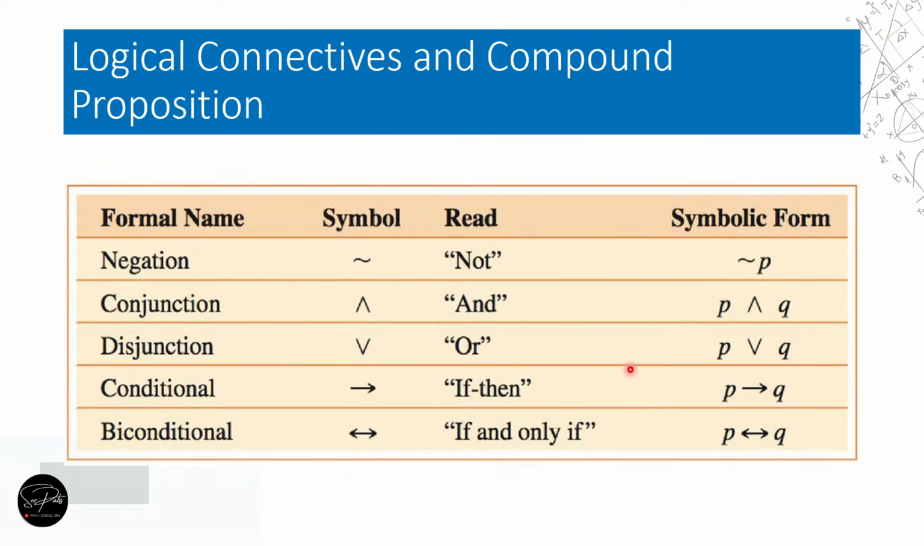And these are the symbols that are used in stating a compound proposition. So we have the negation, and the negation is read as not. The conjunction is read as and. The disjunction is read as or. And you have the if then. The conditional proposition is read as if then. And the biconditional proposition is known to be as the if and only if.